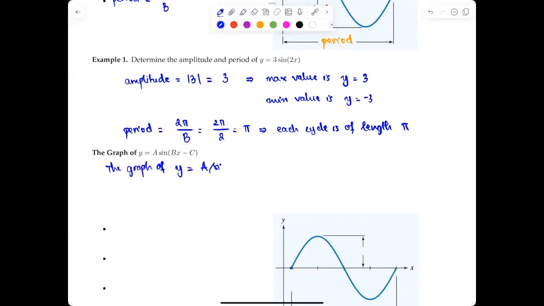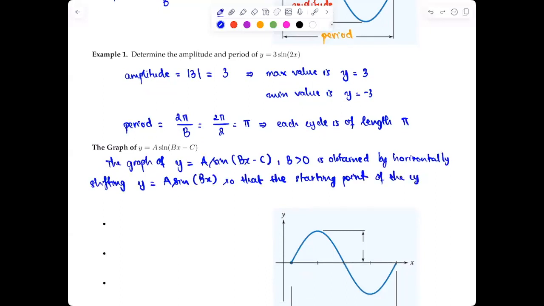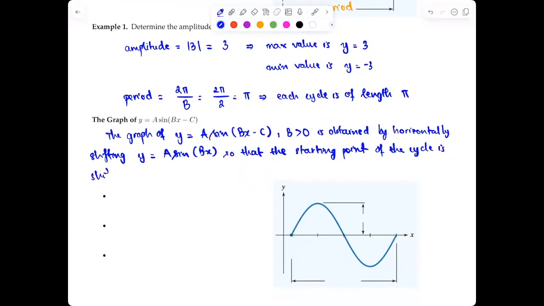Okay, so the graph of y equal to A times sine of Bx minus C, for B greater than 0, is obtained by horizontally shifting y equal to A sine Bx so that the starting point of the cycle is shifted from x equal to 0 to x equal to C over B.